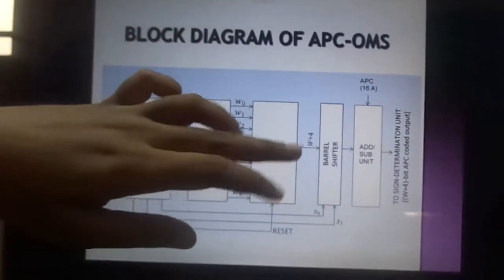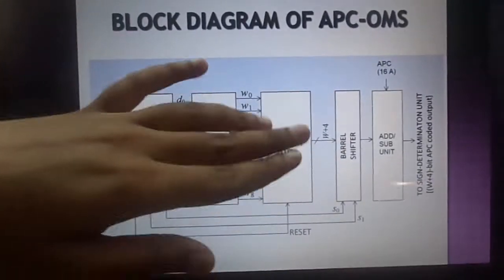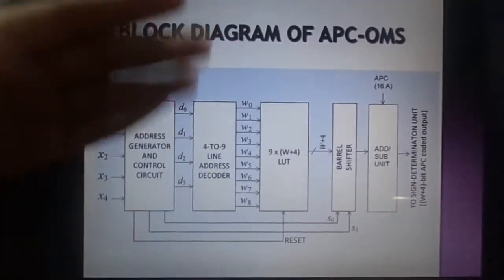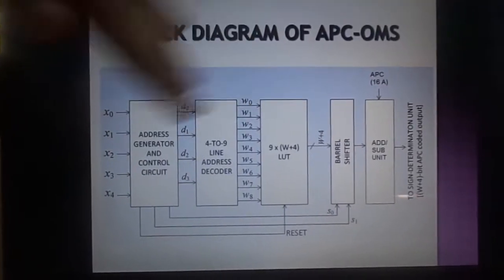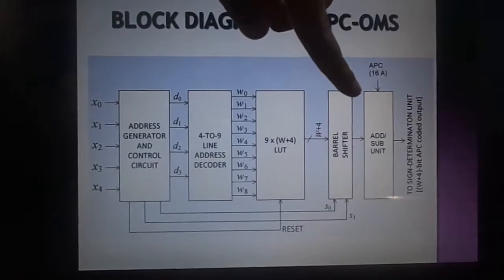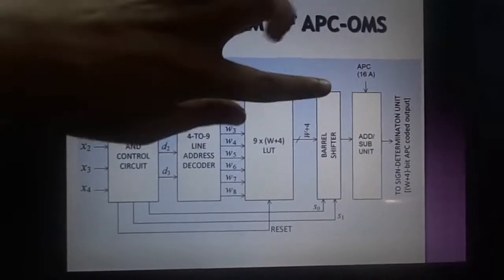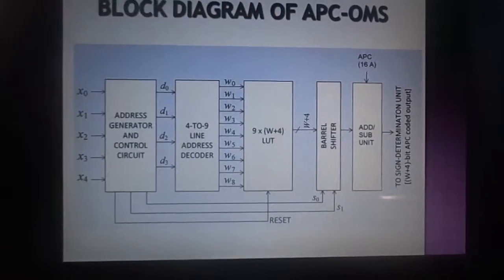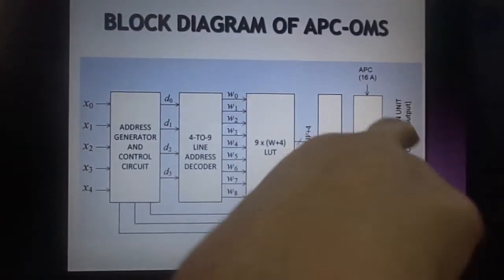The barrel shifter will perform the shifting operation. The shifting operation is done simply by doing shifting, and it can be either a right shift or a left shift. After the shifting operation, the memory bit is given to the final slot, that is the add or subtract unit. Here we already have a stored APC unit. So the memory bit which we are giving and the APC code, we will be comparing both.